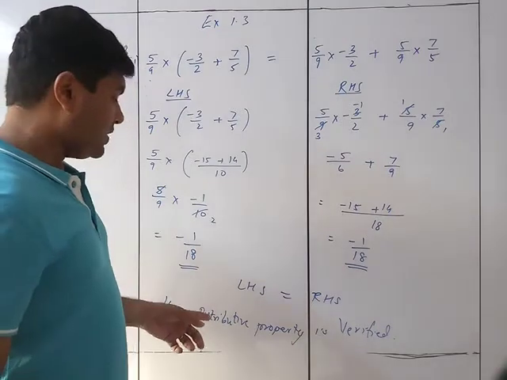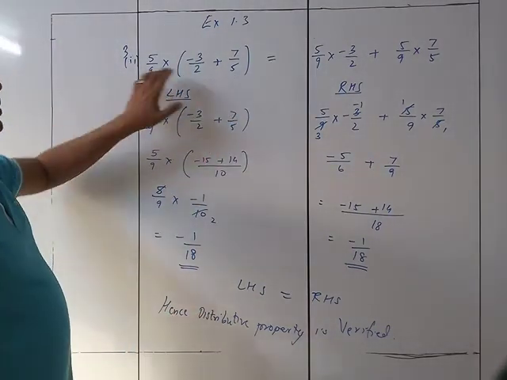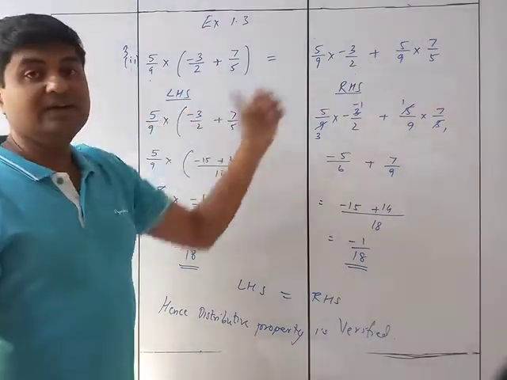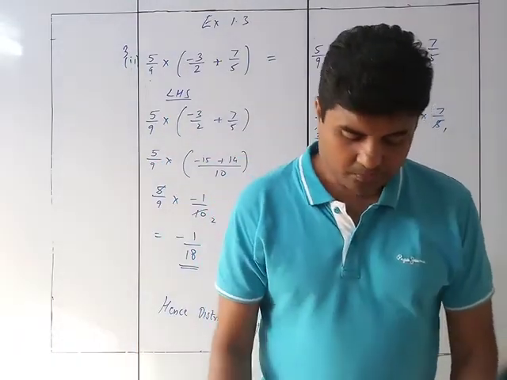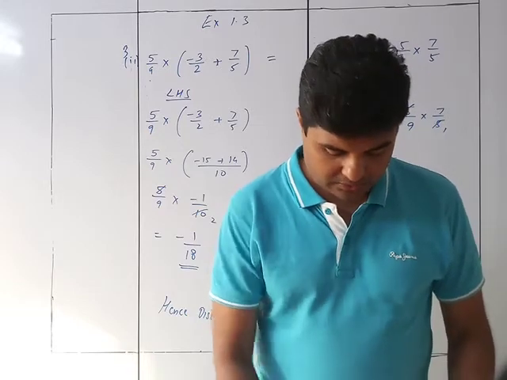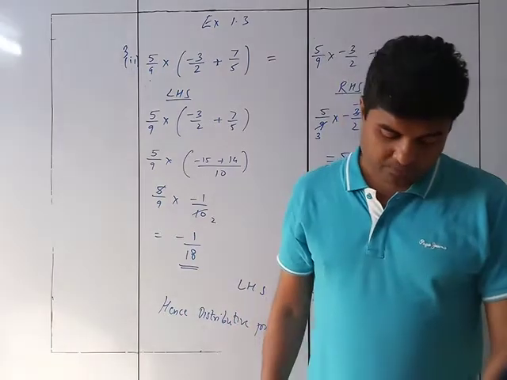Understood? So this was the distributive property where the addition is getting distributed with the multiplication. So this into this and this into this, which is over here. This distributive property is seen in this particular question. So this gives you the answer for 1.3, the things over here.